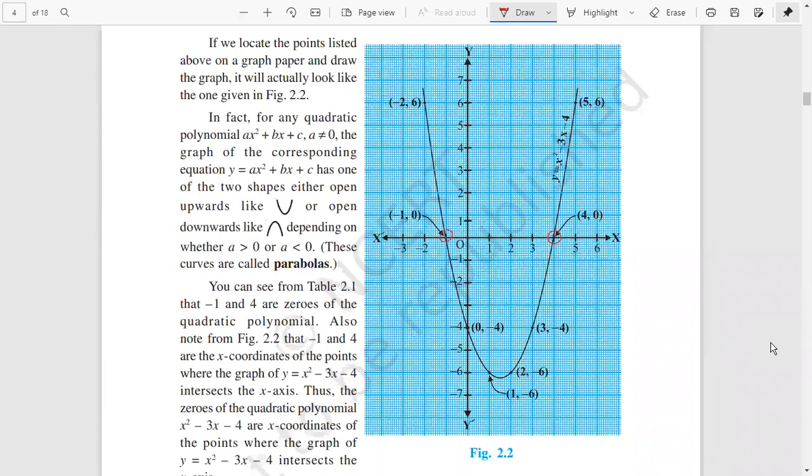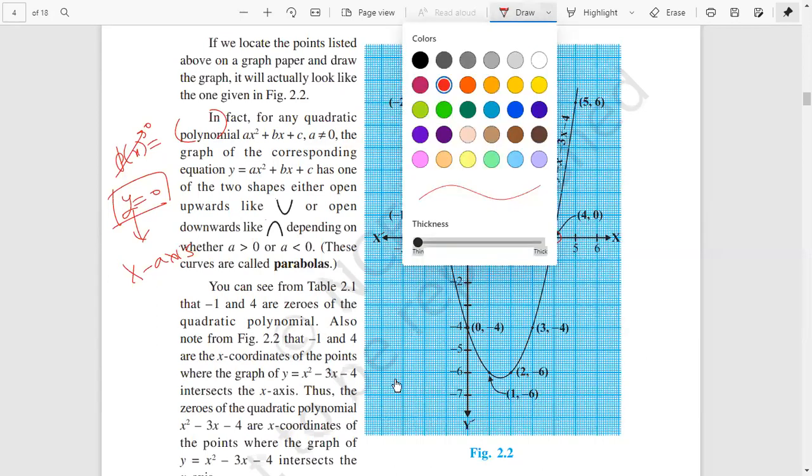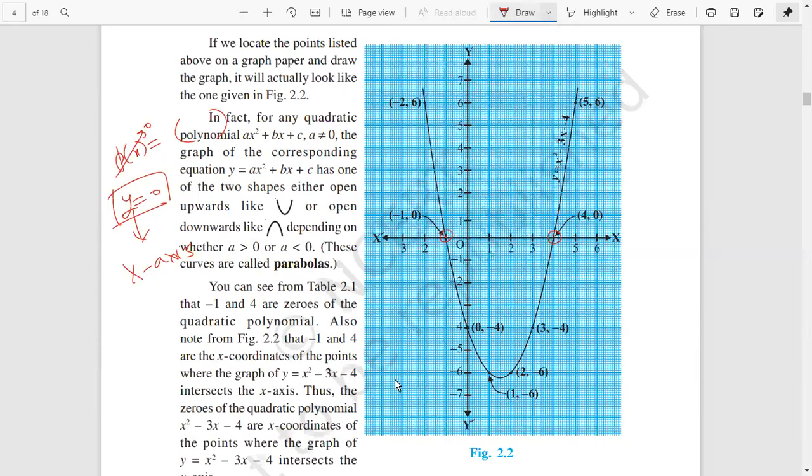Always see the x-axis, because we know p(x) is the polynomial. Some equation will be given, and p(x) is 0, and p(x) is nothing but y. Y is 0 only at the x-axis. So that's why we focus on the graph cutting the x-axis. That point only will give us the zeros value.